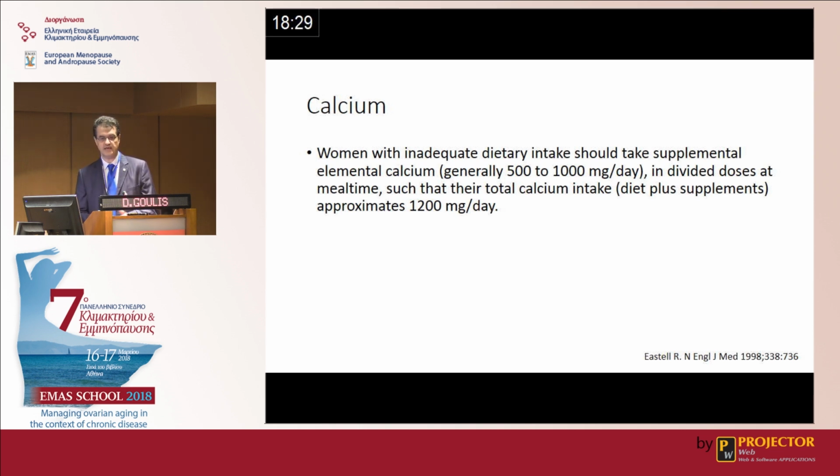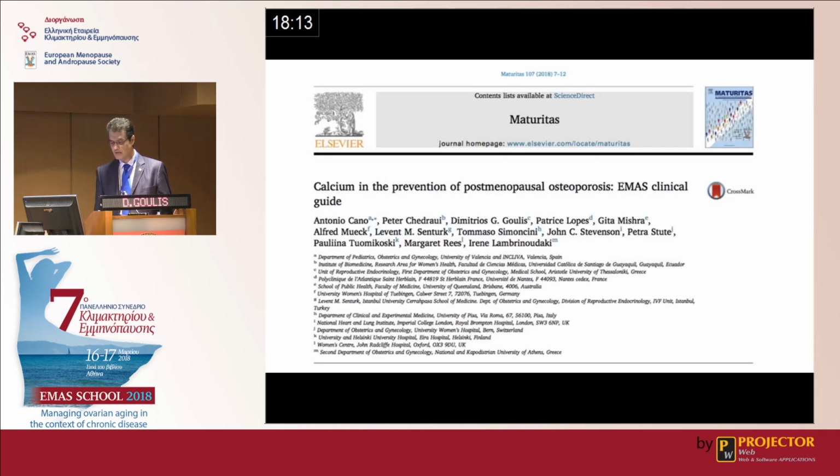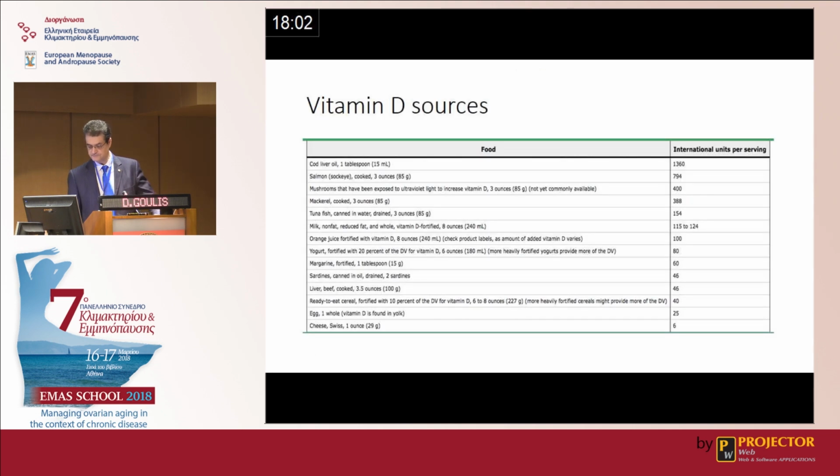We have a discussion today about the possibility of calcification in the arteries. So the total calcium intake, that is diet plus the supplement, should approximate something like more than 1 gram, so something like 1,200 milligrams per day. All these recommendations have been nicely put together in a clinical guide of MS. You can find it for free on the website.